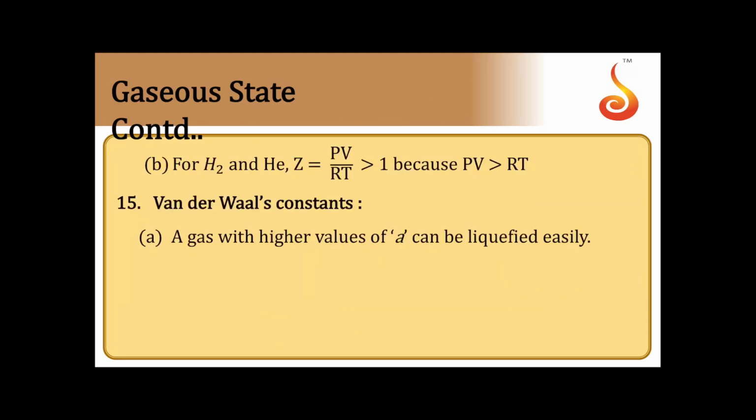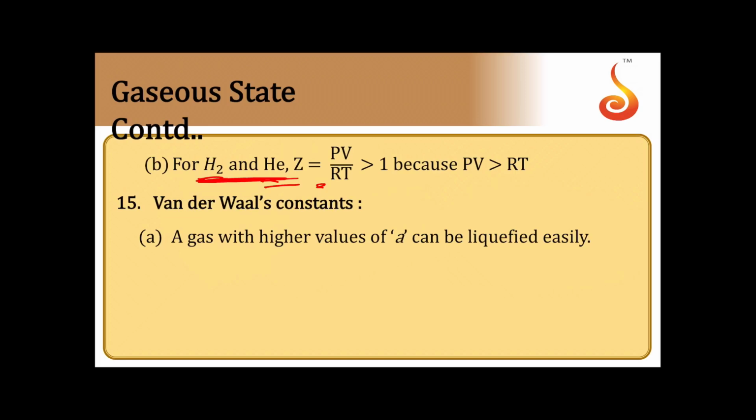Now, when it comes to hydrogen and helium, the Z value is always found to be more than 1 because for these two molecules, attractive forces are always negligible. When they have negligible attractive forces, PV will always be greater than RT. If they have strong force of attractions only, PV can be less than RT. So PV is more than RT in this case, so the Z value will be more than 1 in the case of hydrogen and helium.